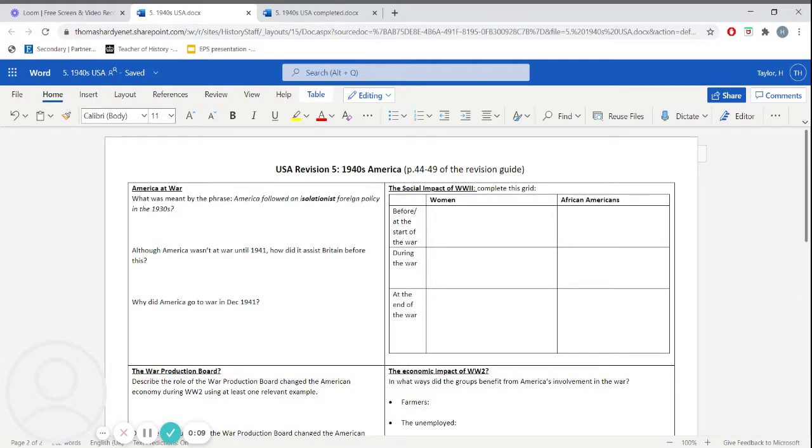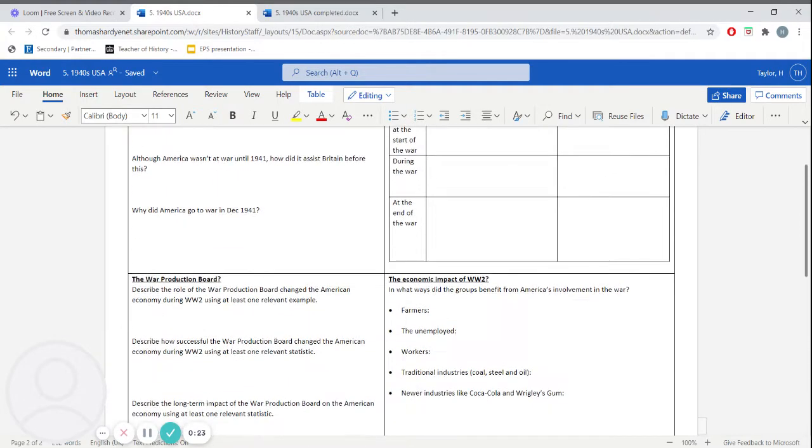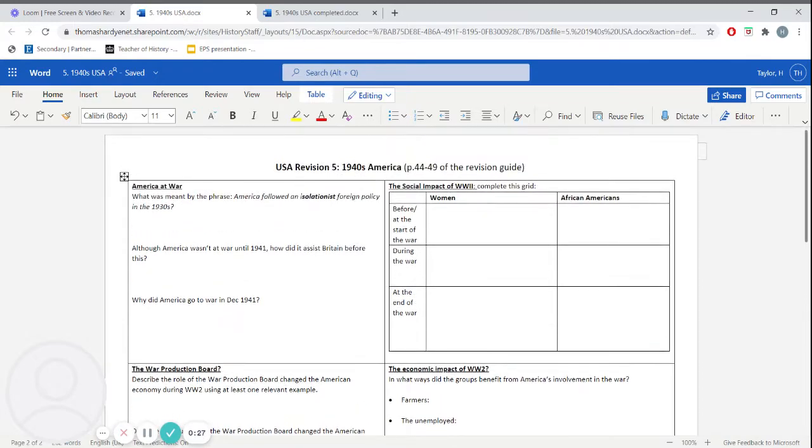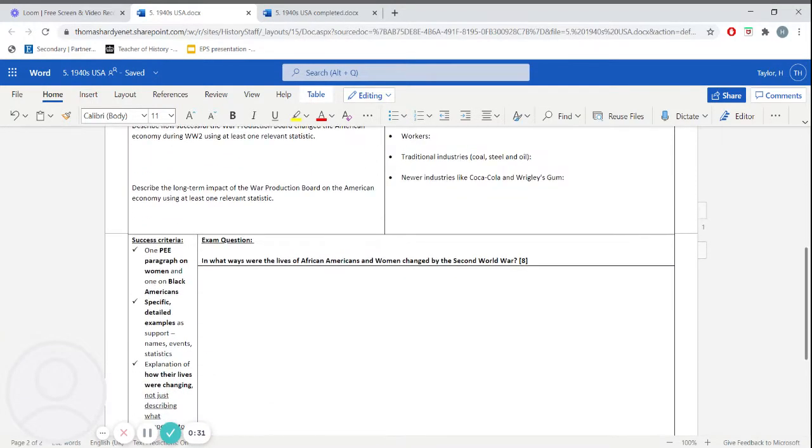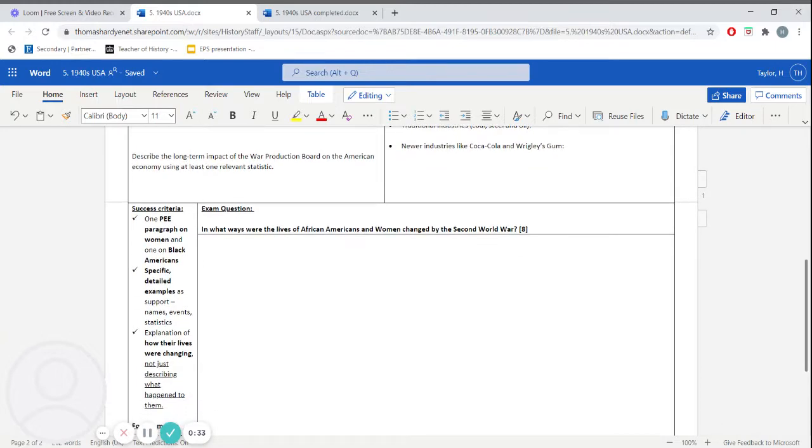Today we're going to be focusing on 1940s America, so this will focus a lot on the Second World War and how that impacted the United States. As always, you'll want this worksheet that you should be getting from your teachers. It will include these questions on some of the key information you'll need on this period of history. And then there is an exam style question.